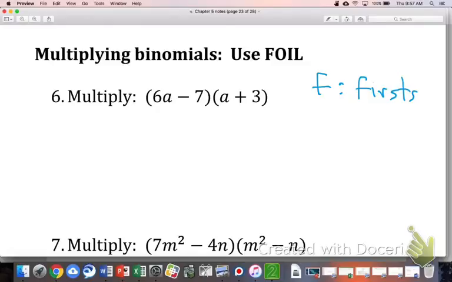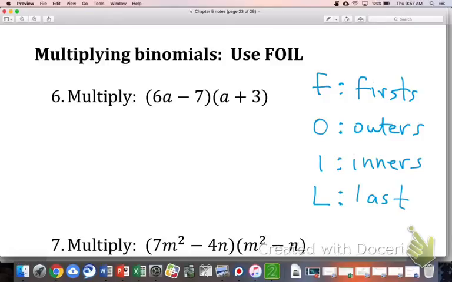Okay, what about the O? Outside. Yep, I usually say outers, but outside works too. So you get your firsts and your outers. So we're going to multiply the ones on the outside together. And then the I stands for inside or inners. Yep. And then L stands for last. Is correct. Okay, so let me give you an example of this, and then I'll give you a few opportunities to try this on your own.